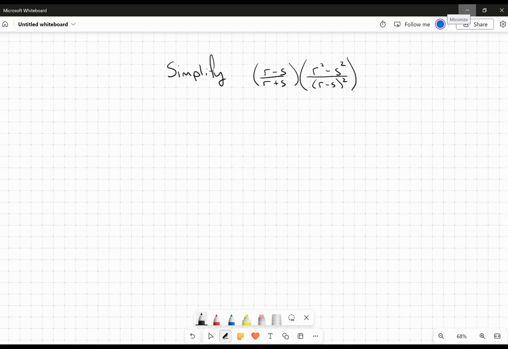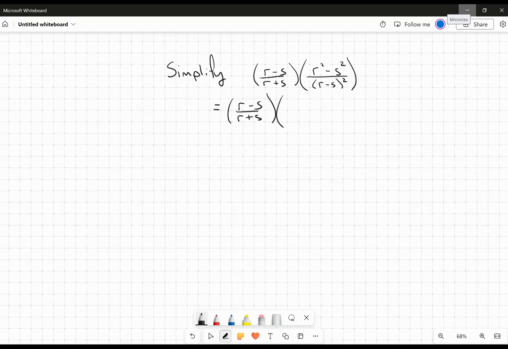Okay, hi everybody. So in this video, we're going to simplify this rational expression: (r minus s) over (r plus s) times ((r squared minus s squared) over (r minus s)) all squared. So the first thing I'm going to do to simplify this, I'm going to leave this first factor alone.